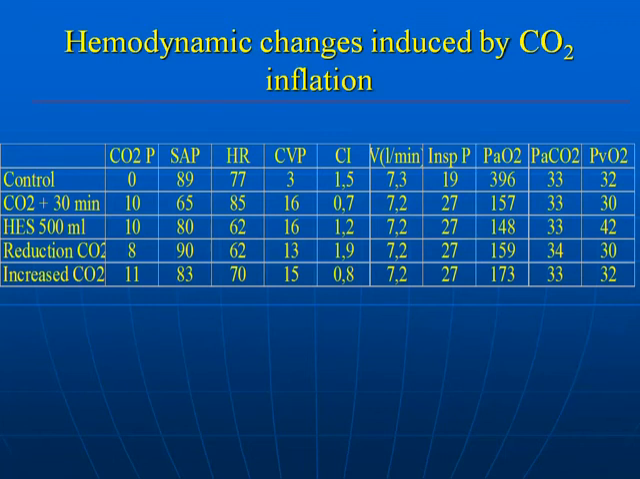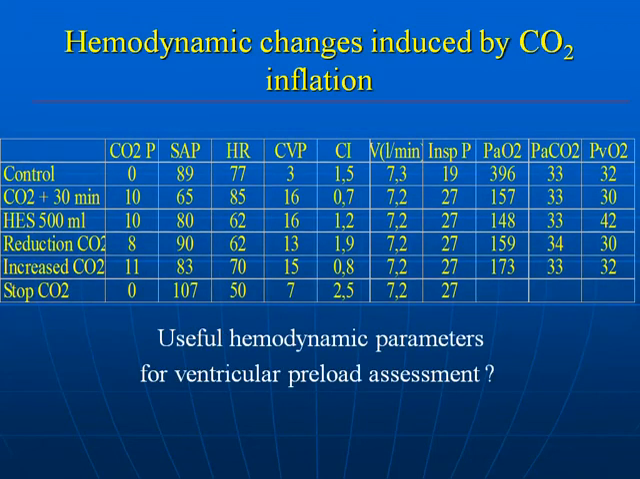Your cardiac index goes down again to 0.8, and your CVP pressure increases immediately to 15. So you stop the CO2 and everything goes well. Why do I show this example? Because if you don't put a cardiac index monitor, you will not see all these changes.